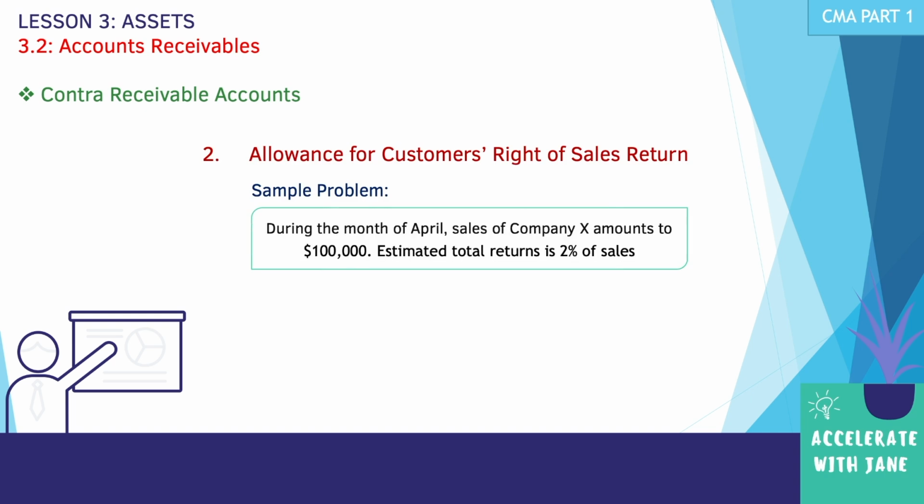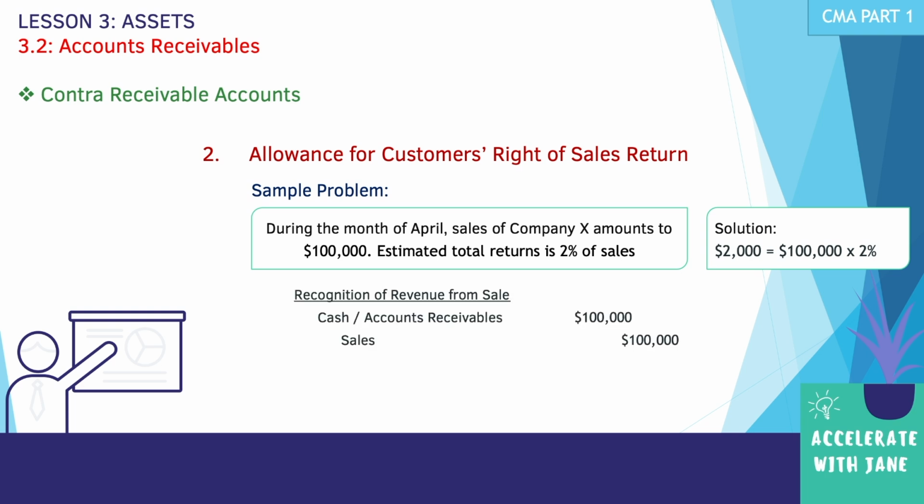So we have here a sample problem. During the month of April, sales of company X amount to 100,000 US dollars. Estimated total returns is 2% of sales. So the solution here is, in order to get the expected amount of allowance, we simply multiply the sales for the month, that is 100,000 US dollars, against the percentage, which is 2% of sales. Then we get 2,000 US dollars.